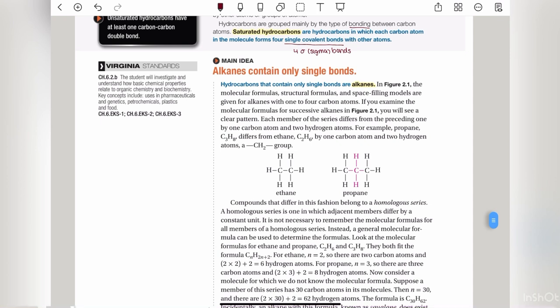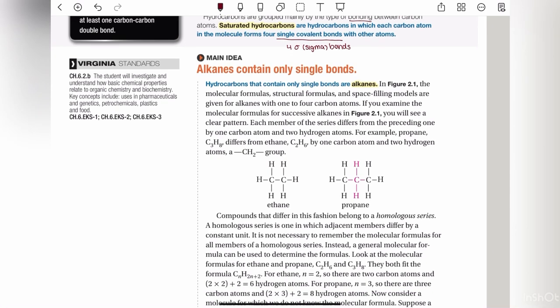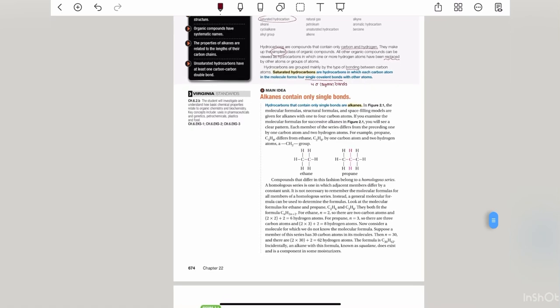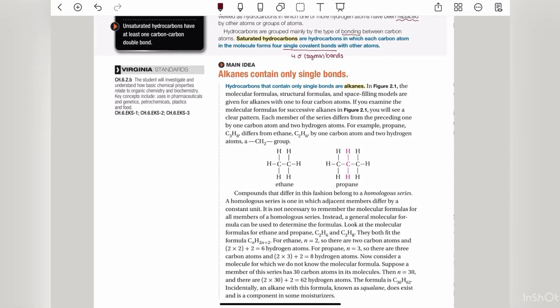So alkanes are a subgroup of hydrocarbons. Hydrocarbons that contain only single bonds are alkanes. In figure 2.1, the molecular formulas, structural formulas, and space-filling models are given for alkanes with 1 to 4 carbon atoms. If you examine the molecular formulas for successive alkanes in figure 2.1, you will see a clear pattern. So we'll look at it a little later. Each member of the series differs from the preceding one by 1 carbon atom and 2 hydrogen atoms.